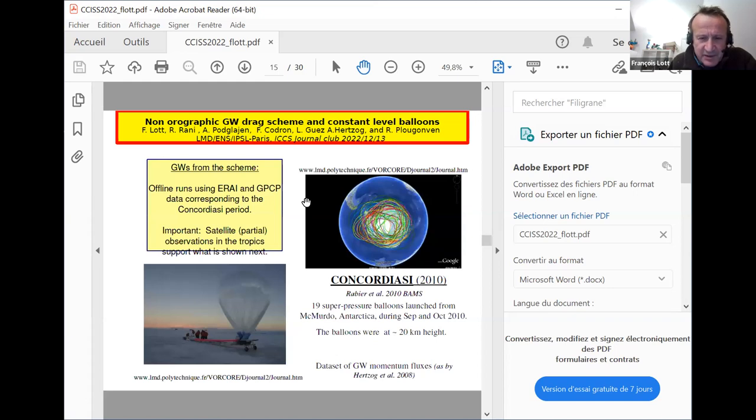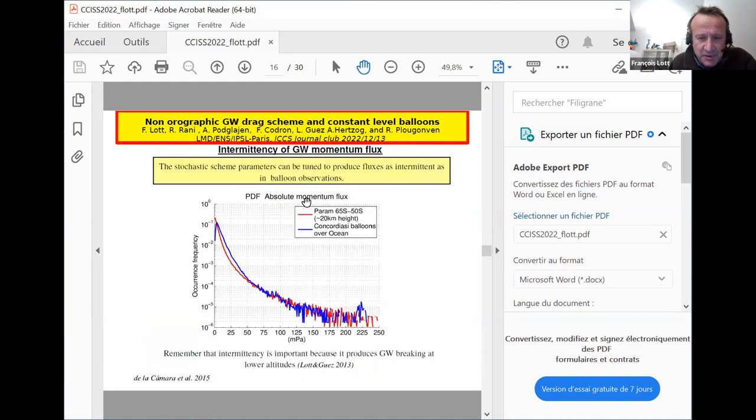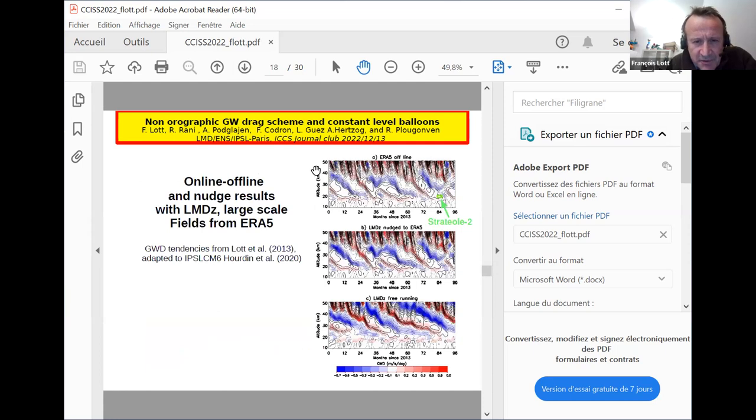I'm not sure I'm right, but I'm not sure. So you see the two disruptions, one is here and one is here, and sorry for the dates. I should have put another slide.